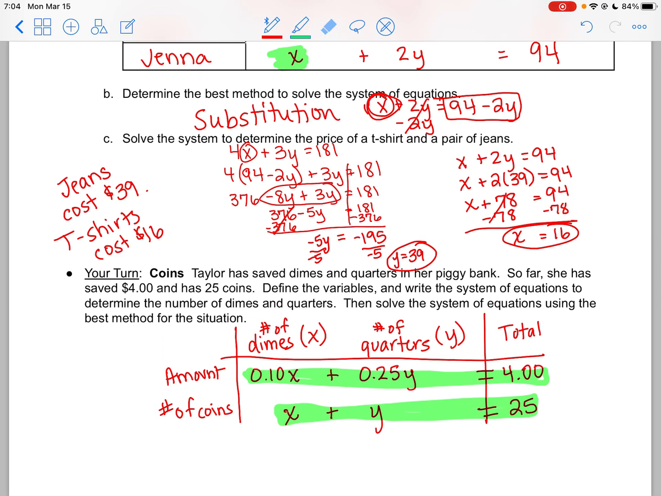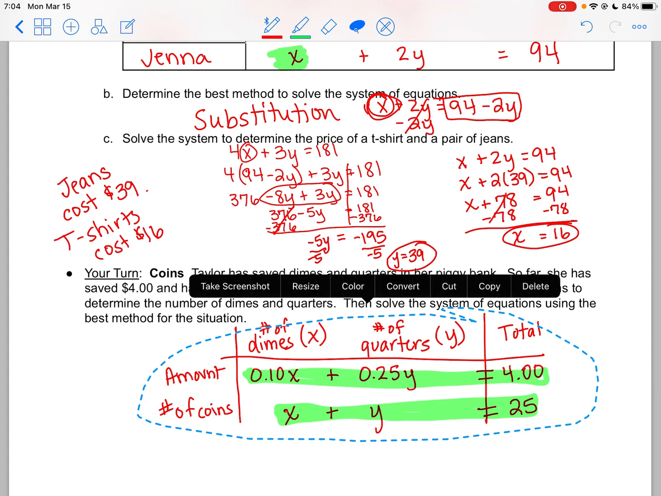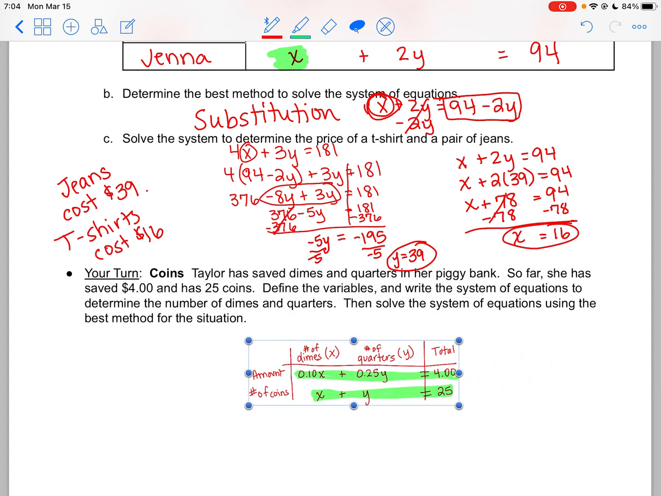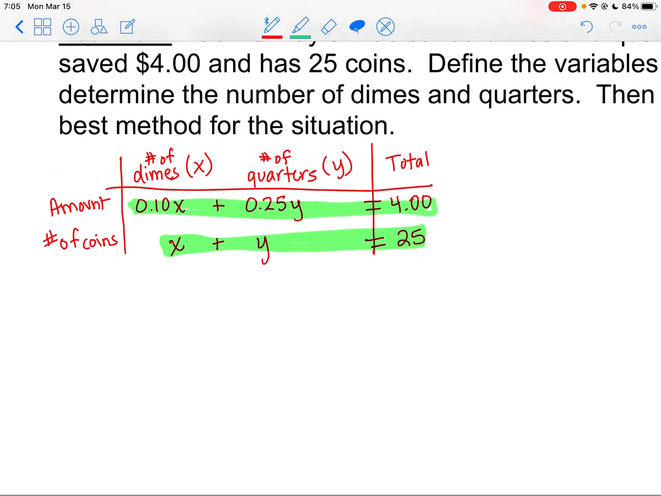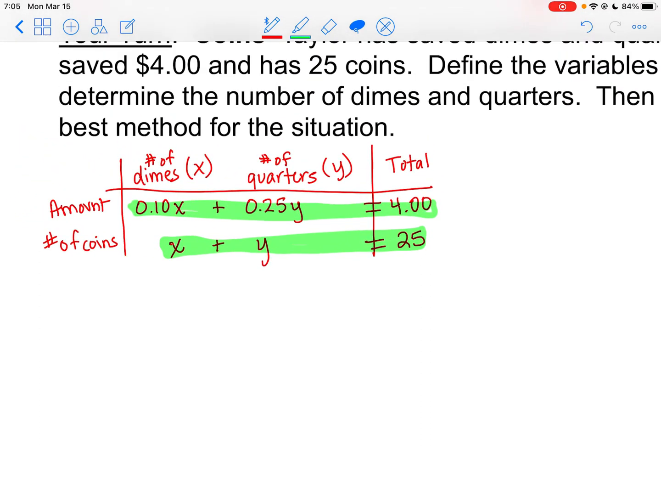Looking at this system I've written, if I'm going to solve it, I want to think about what the best method would be. Since I have an X and a Y with a coefficient of 1, the best method would be substitution. However, you can use any method to solve.